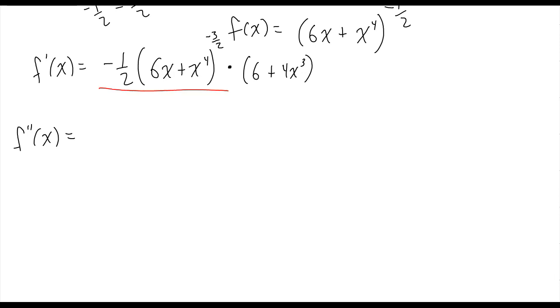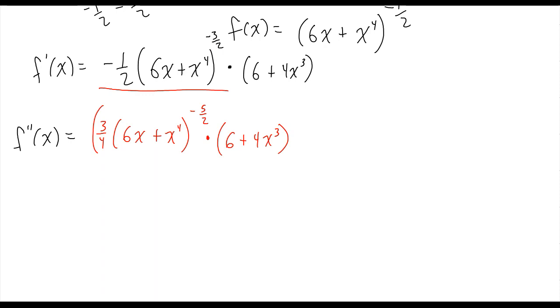Okay, chain rule again. Negative 3 over 2 times the negative 1/2 would give me positive 3 over 4. 6x plus x to the fourth. Subtracting 1 from the exponent. Okay, so if you subtract 2 over 2 from negative 3 over 2, you get negative 5 over 2. Times the derivative of the inside, which is 6 plus 4x to the third. Okay, all of that is just the first part of the product rule. Okay, so that's the derivative of the first times the second.